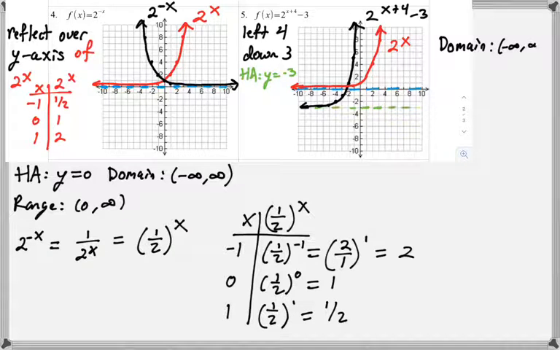Okay, let's talk about the domain. Domain is all real numbers. The range has actually slid down 3 units, so it's now -3 to infinity. That's your low to your high.